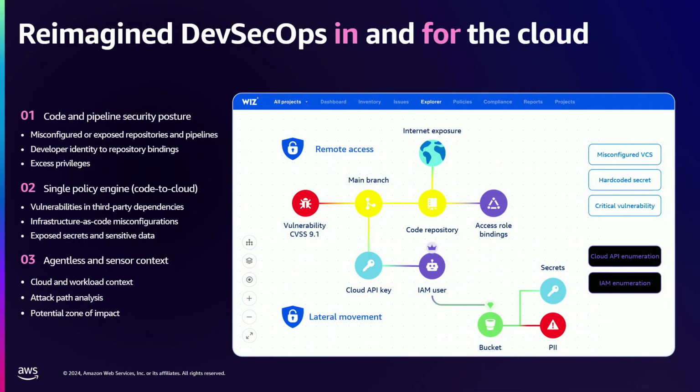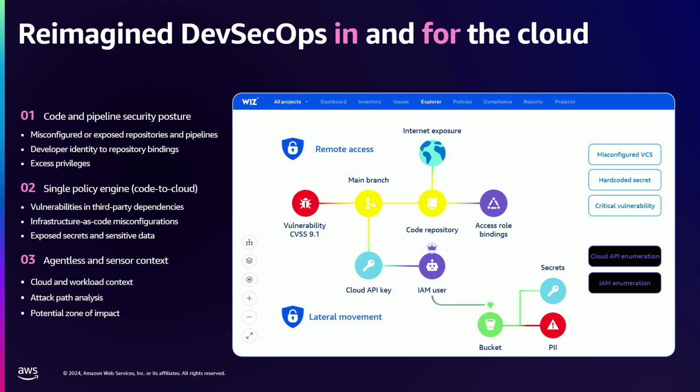With that in mind, we think organizations need to adopt a new DevSecOps approach that is really built for the cloud. What does this approach look like? How can we detect these types of attack paths that start in our code and lead to the cloud environment? There are 3 components here. One, we want to understand our code and pipeline security posture. So we want to understand how my pipeline is configured. Is it configured securely? Are there any risks around my pipeline or within my repositories?